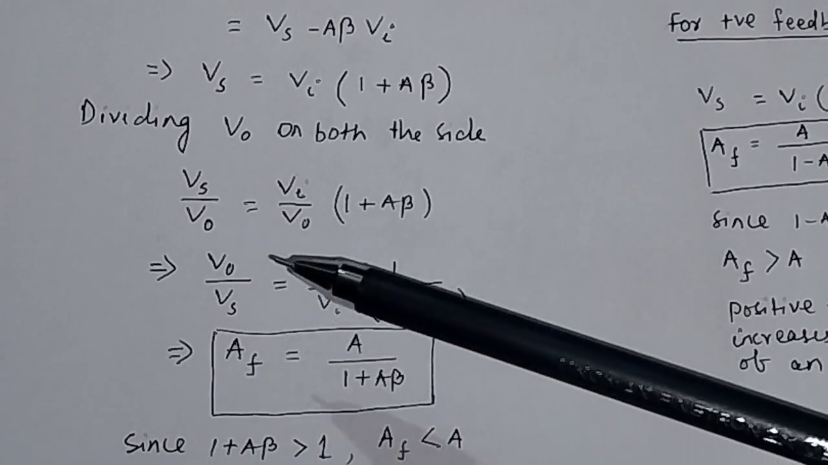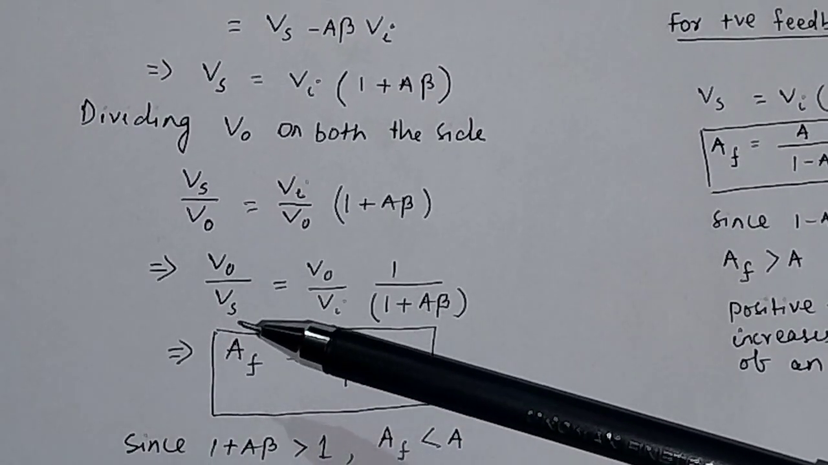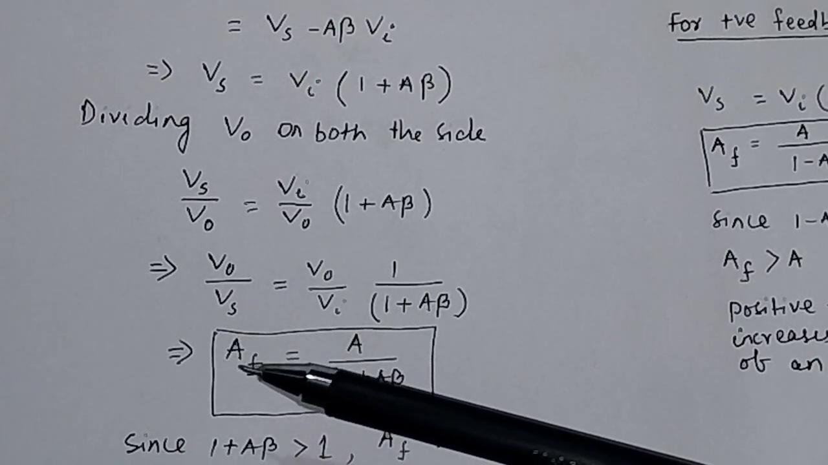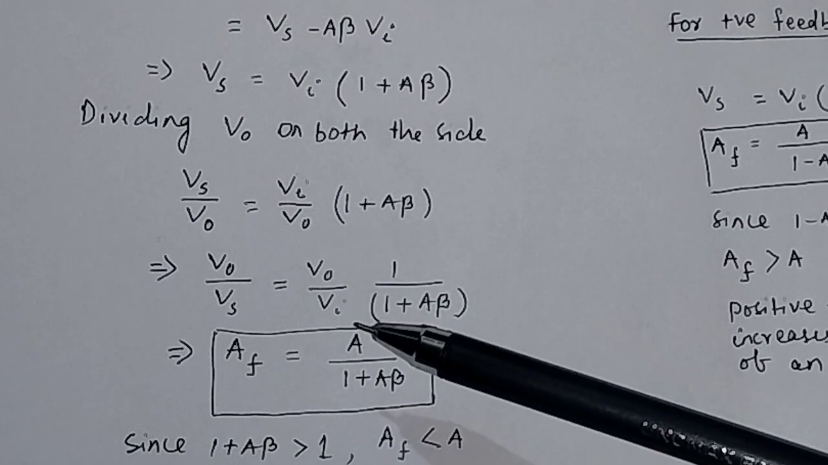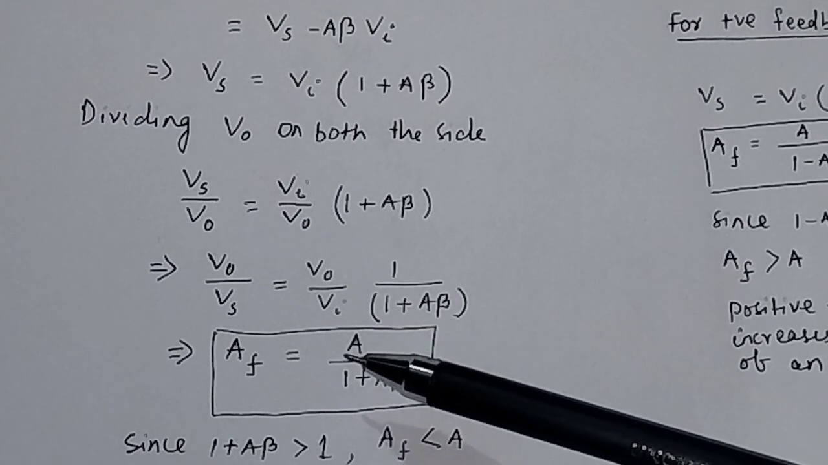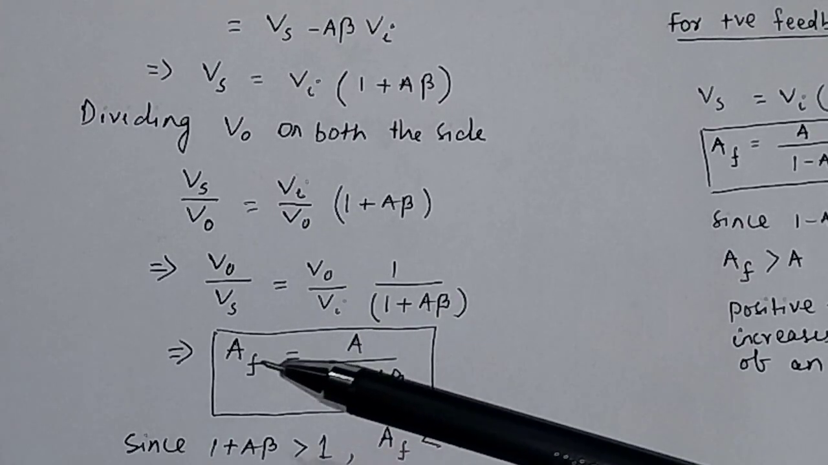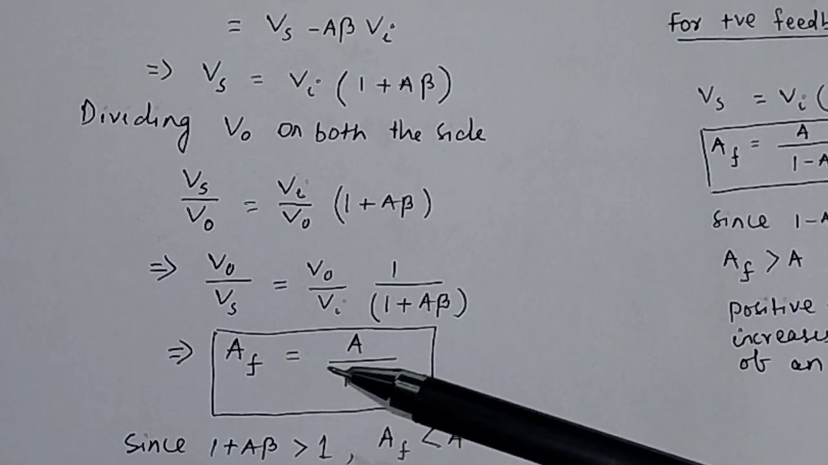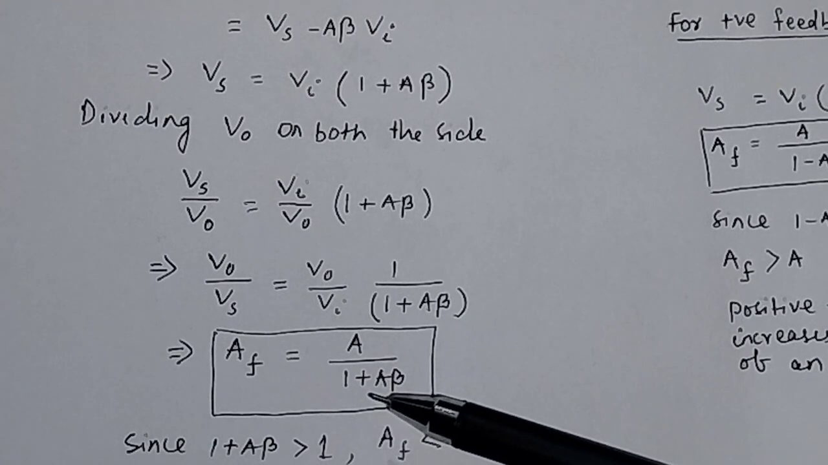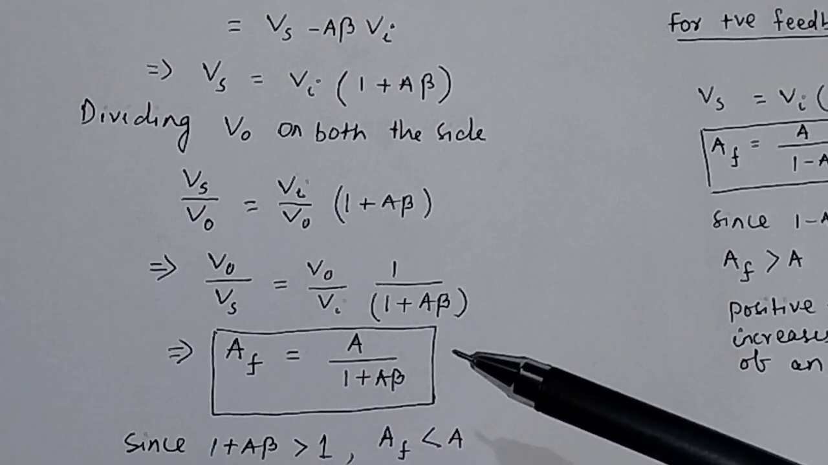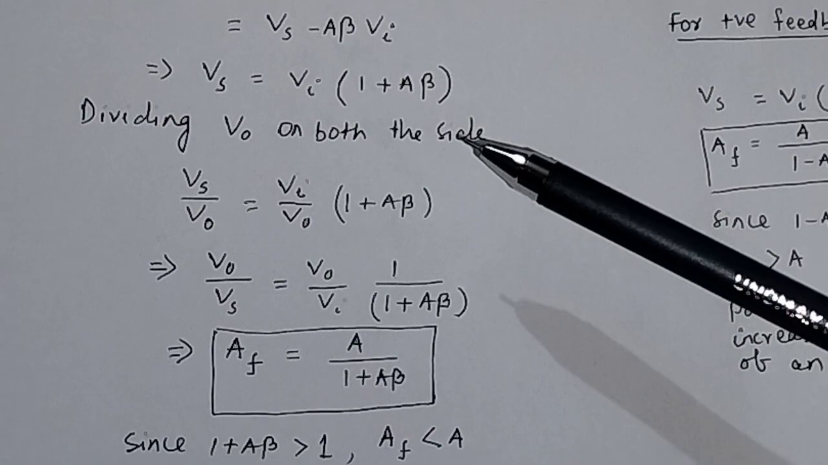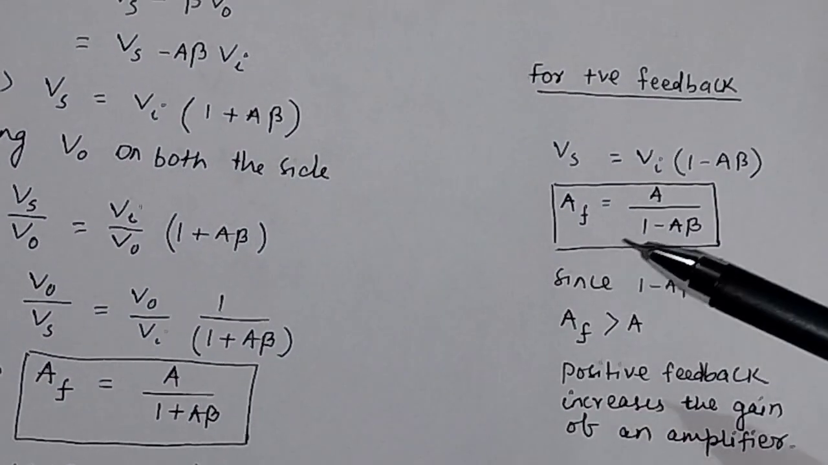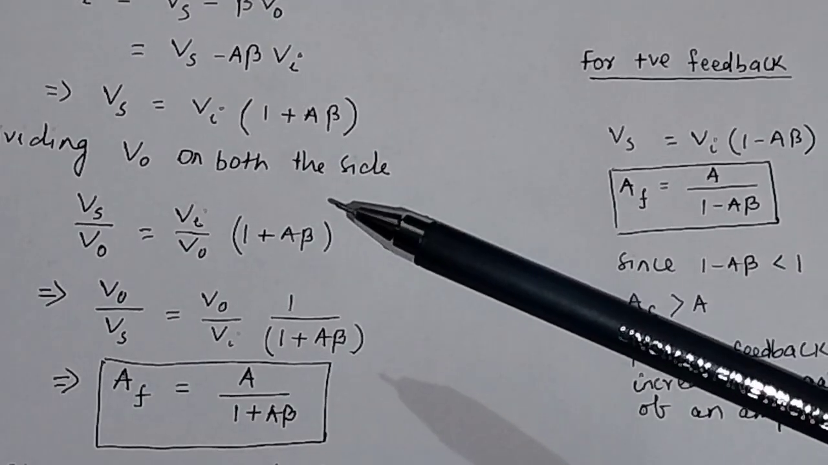Okay, V output divided by the source voltage will be equal to the gain after feedback, and V output divided by the input voltage is the gain before feedback. So gain after feedback will be equal to gain before feedback divided by 1 plus A beta. This is for the negative feedback amplifier.